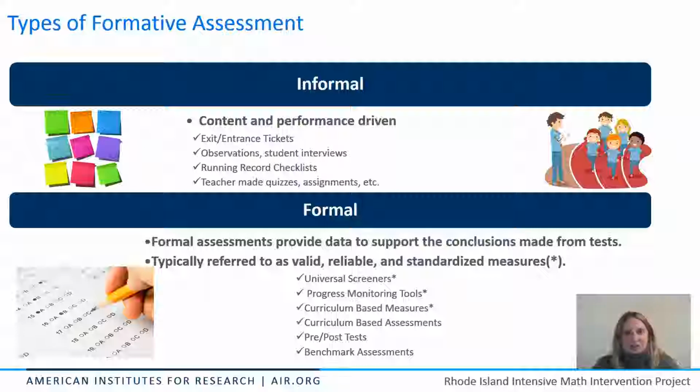Does it measure what it's supposed to measure? And the extent to which the slope of improvement corresponds to end level performance on highly valued outcomes, such as state math assessments and so on.